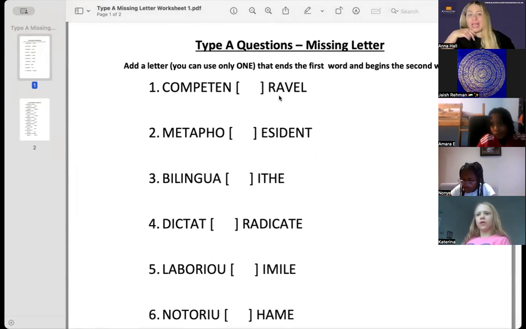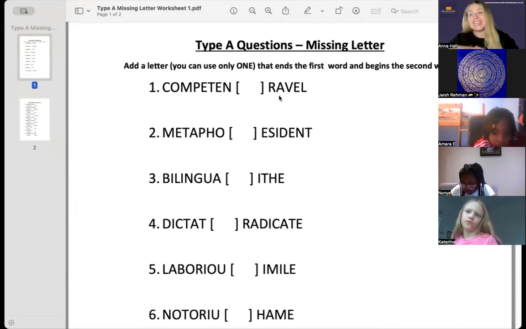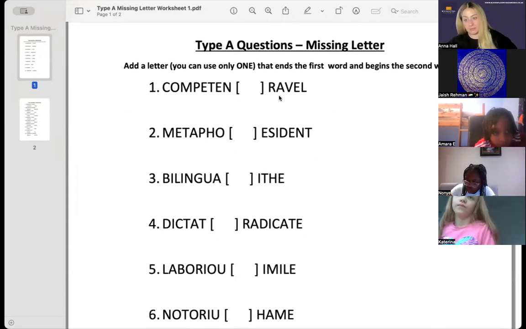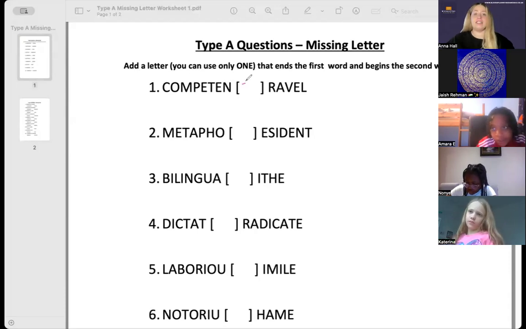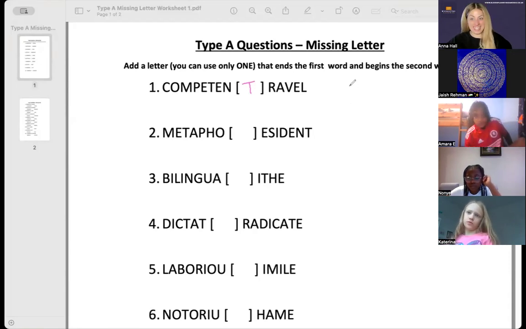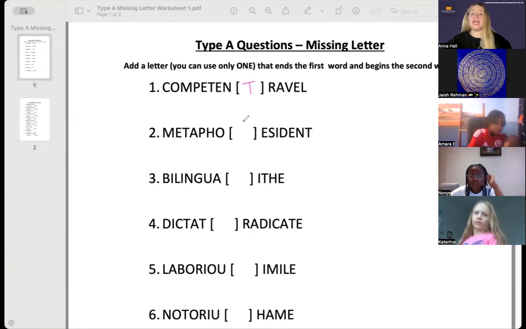Now, what we need to do is add a letter. You can only use one that ends the first word and begins the second word. So, for example, I could pop in the letter T, and it would make the word competent, and then it would also make the word travel. Does that make sense? So we need to have a go at popping one letter in each of the gaps.